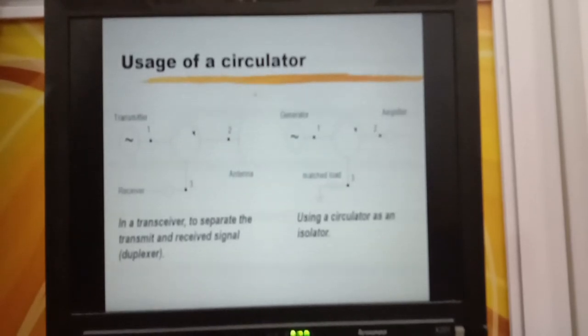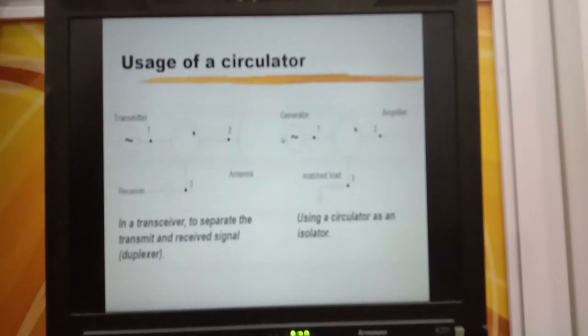The circulator has a number of applications. One example is as a duplexer. This is typically used in a radar system where a transmitter is connected to port 1. The wave is circulated to port 2 where the antenna is connected. This wave is then transmitted.